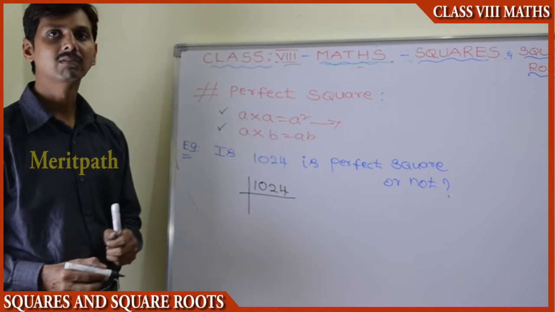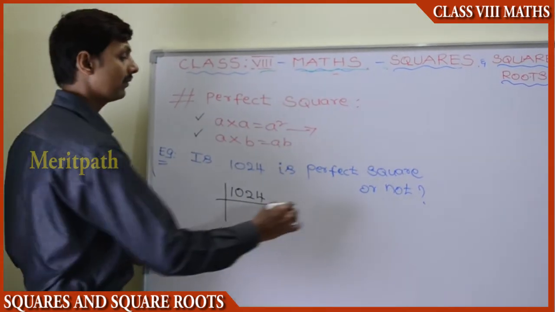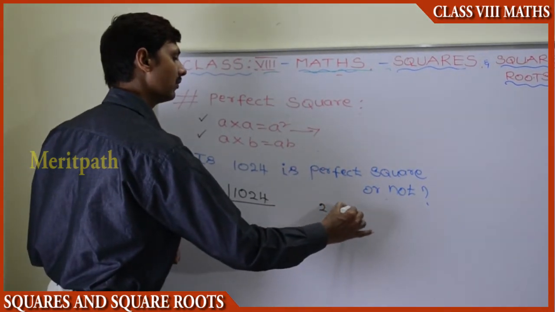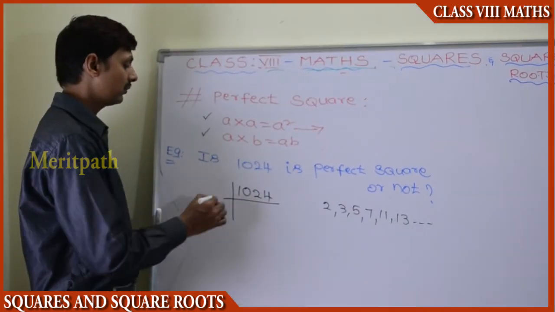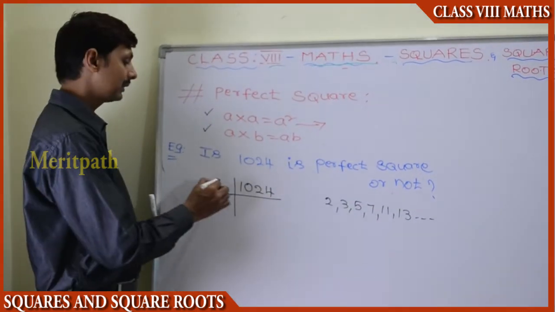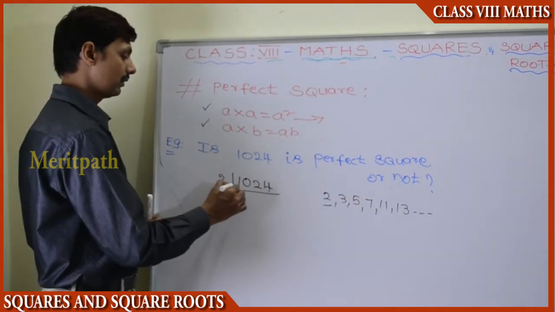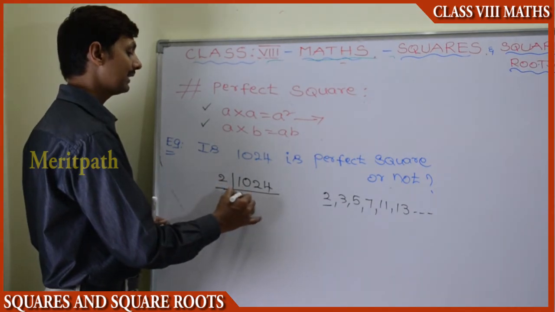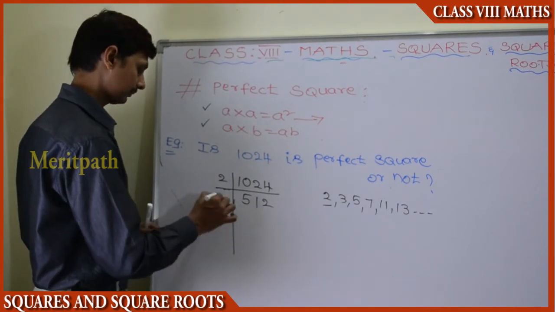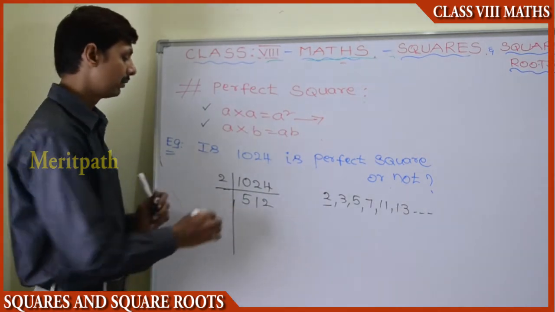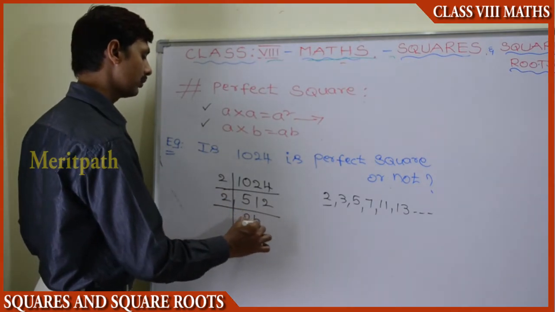We have learned in primary classes that to find the prime factorization, we take the prime numbers 2, 3, 5, 7, 11, 13, and so on. These are the prime numbers we use for the prime factorization method. Let's use the first number, 2, and divide 1024 by 2 to get 512. Next, again this is an even number, so let's take 2 again, and we get 256.